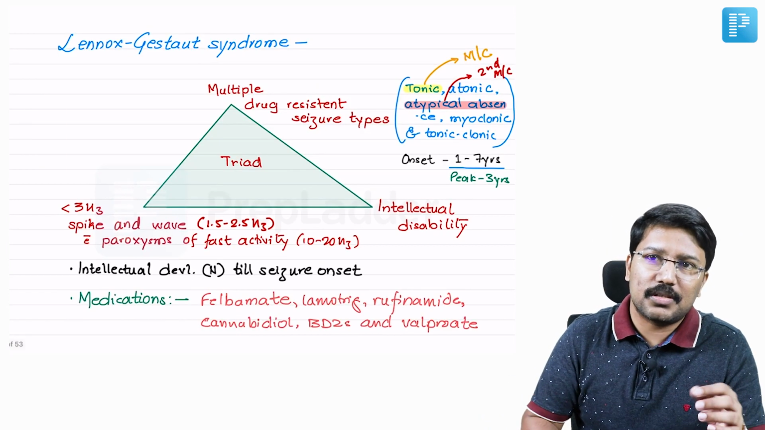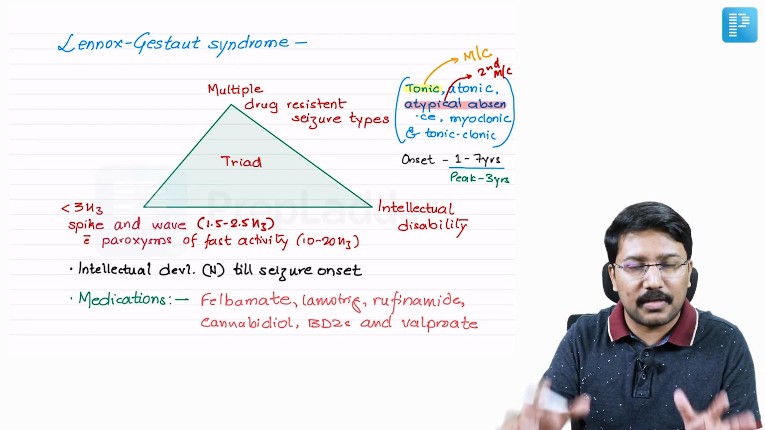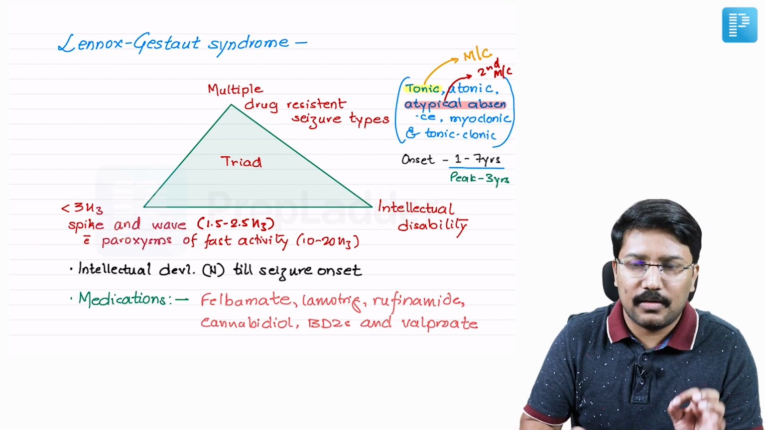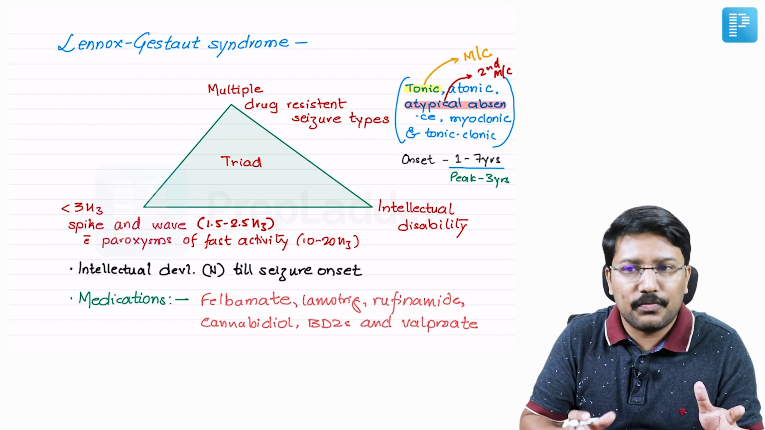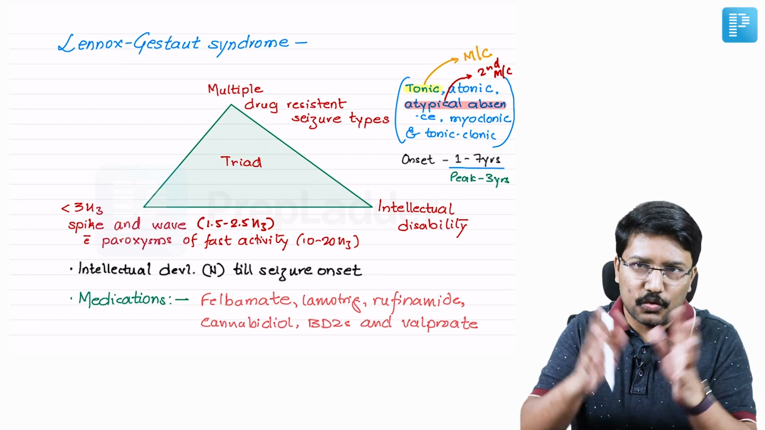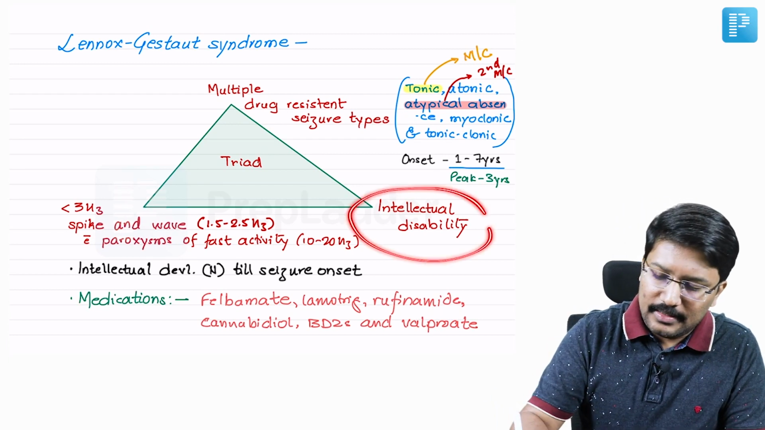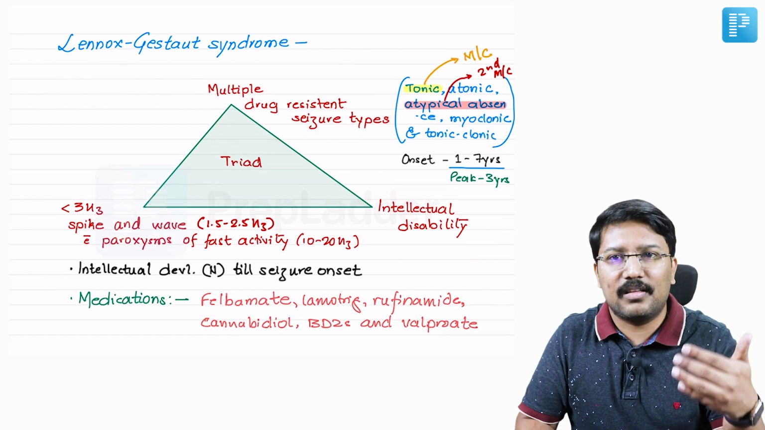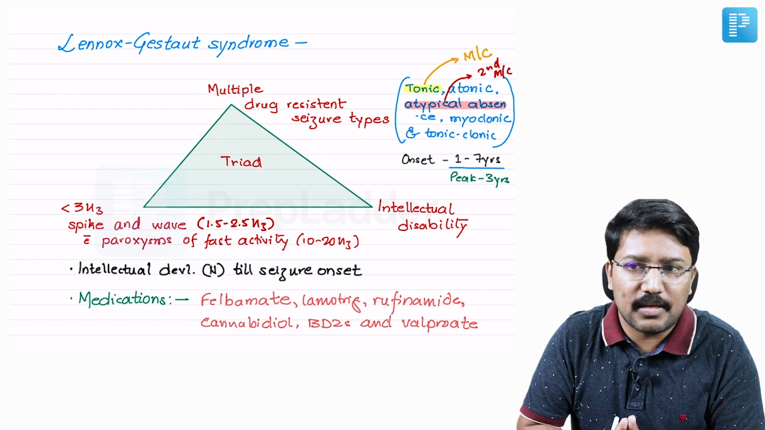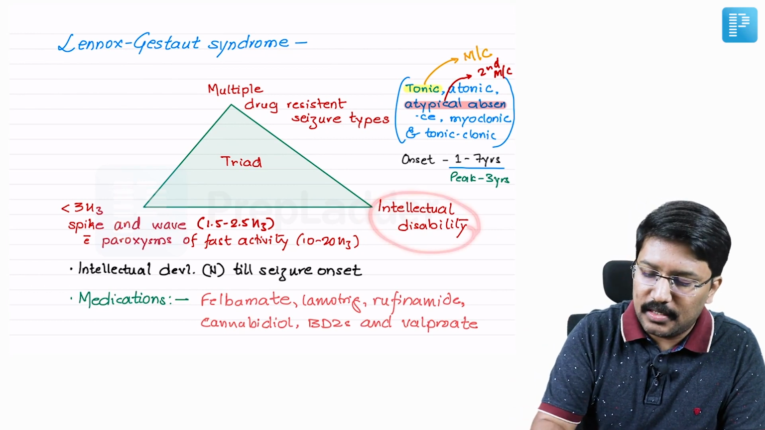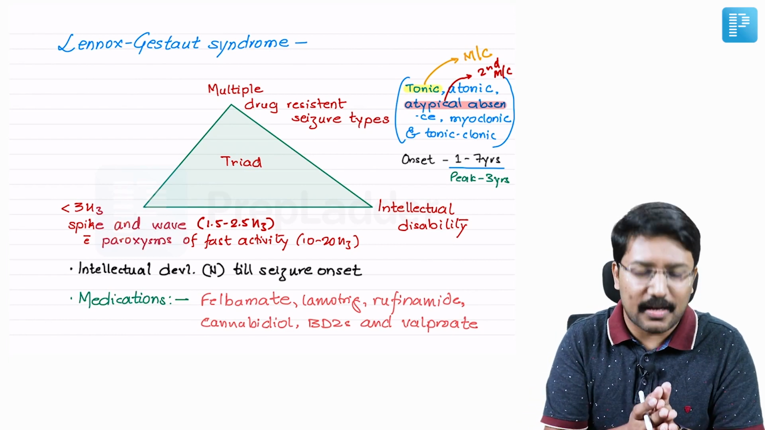Before we move to the next question, we'll take a quick look at some important points, because we know that this syndrome differentiation is an emerging topic. Lennox-Gastaut syndrome is characterized by a triad: usually multiple drug-resistant seizure types, and intellectual disability. The intellectual disability may not be there at the beginning of the seizure episodes, but eventually most patients become intellectually disabled. So the triad is intellectual disability, multiple drug-resistant seizure types, and relatively characteristic EEG findings.